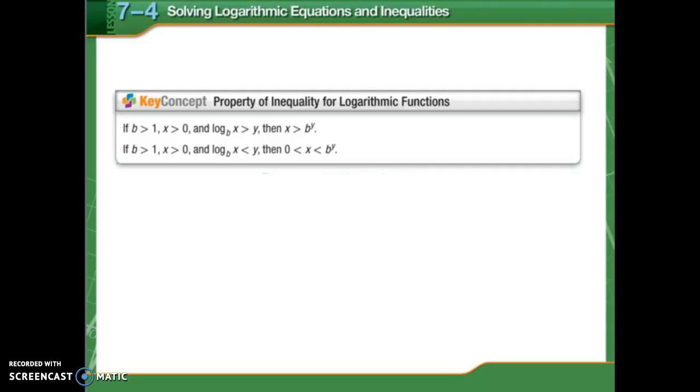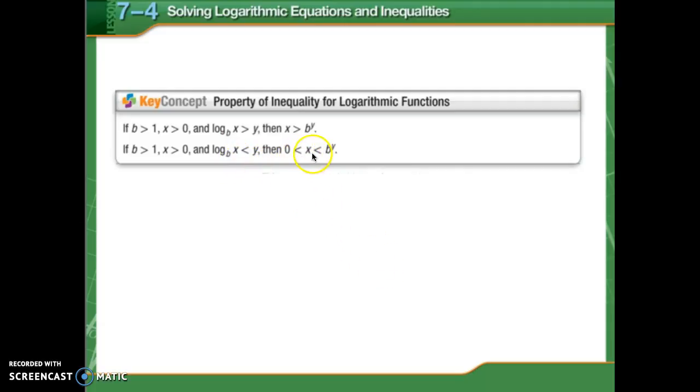All right, we're jumping into inequalities now. It says that if b is greater than 1 and x is greater than 0, and log base b of x is greater than y, then x is greater than b to the y power. Basically the same expressions as before, but changing the equal signs into inequality signs. So we have one property for greater thans, and one property for less thans.